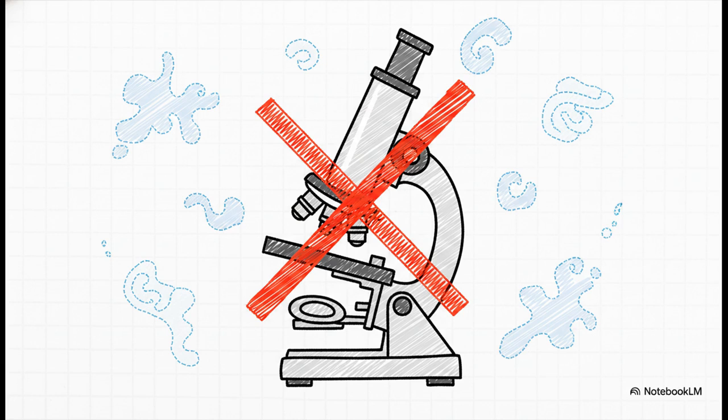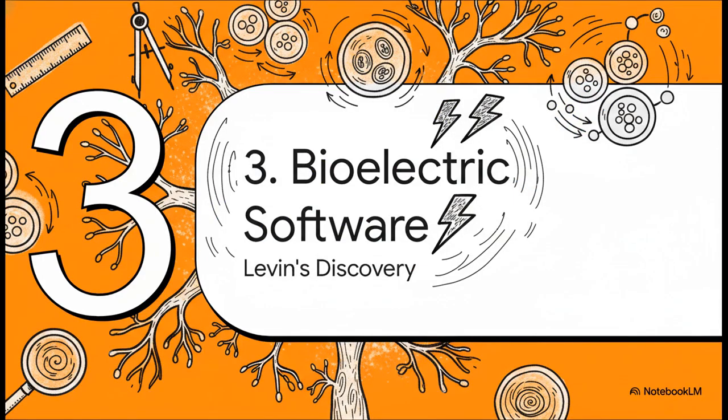But here is the catch. While morphic resonance is a really elegant way to explain these meaningful coincidences, it completely lacks physical evidence. Mainstream science widely rejects it precisely because it doesn't give us a tangible how. It relies on invisible, non-local fields that we just cannot measure or verify in a laboratory. Which brings us to Section 3, Levin's bioelectric software.